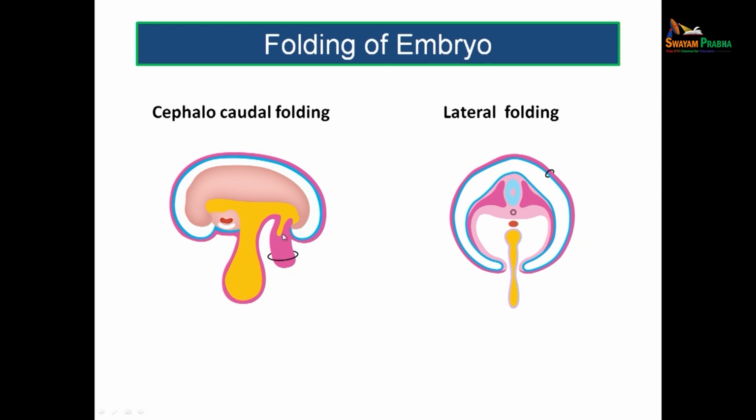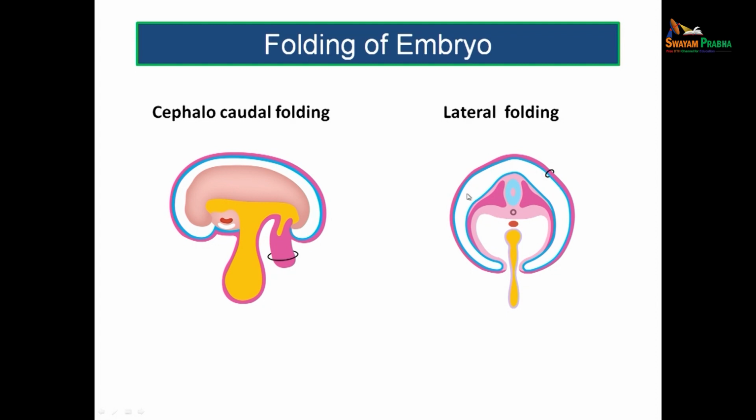The one interesting factor you would like to see here is that initially the precaudal plate was lying between the cranial end and the gut tube. But after the cephalocaudal folding, this will come to the ventral aspect. The stomodeum will be coming closer to the ventral aspect.